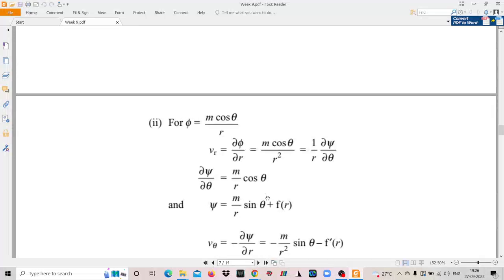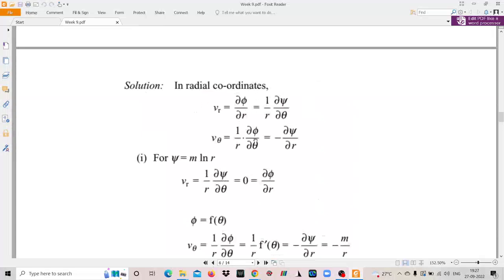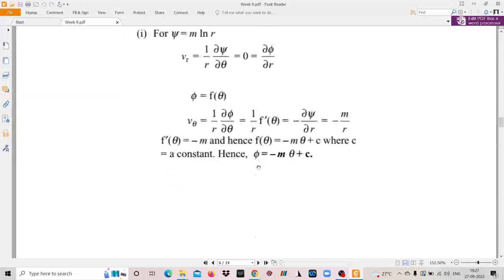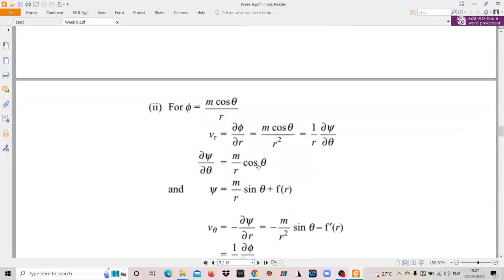And if you integrate this with respect to theta, what will it be? It will be m by r sin theta plus some function of r. Now see, psi for this particular case in the radial coordinates, psi and phi are functions of r and theta. So when you are integrating this with respect to theta, the constant may be a number or it may be a function of r. That is the only difference. So psi is equal to m by r sin theta plus f of r.